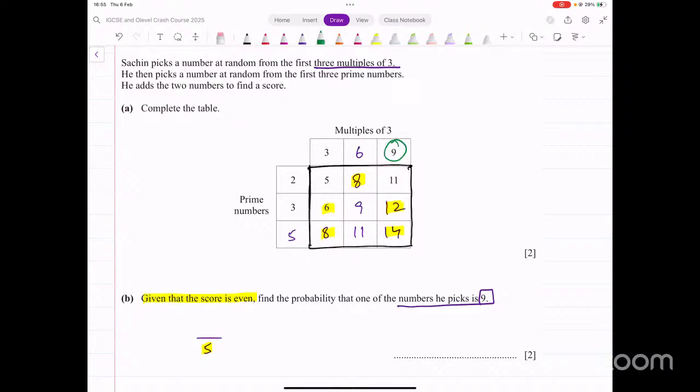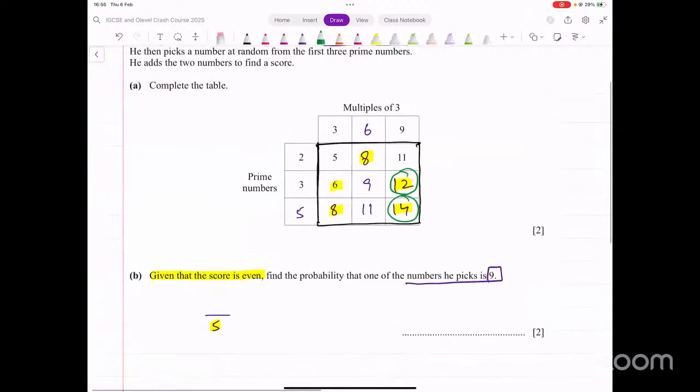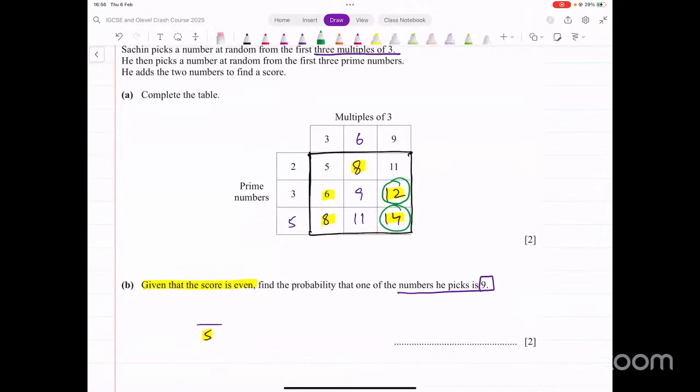Out of these 5 outcomes, that is possible when he gets 12 or a 14. In case of 12 and 14, one of these numbers is 9. So out of those 5 outcomes, how many satisfy the condition? 2 satisfy the condition. They satisfy both conditions: the score is even, and one of the numbers he is picking is 9. These are 2 outcomes. That's going to be the numerator here. So the probability, therefore, is 2 over 5. And that is what we were looking for here. Is that all right? Make sense?